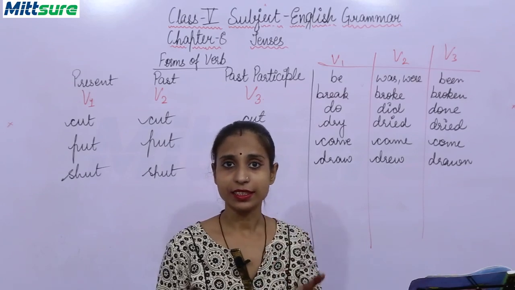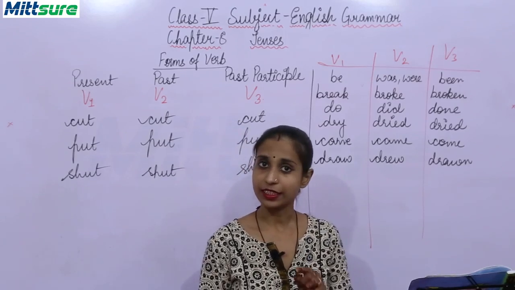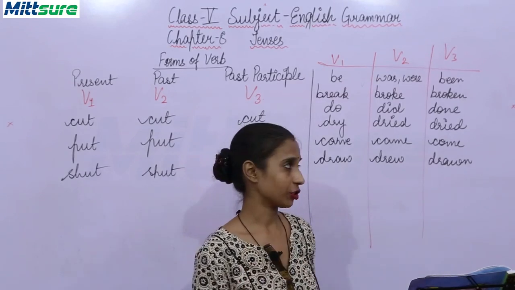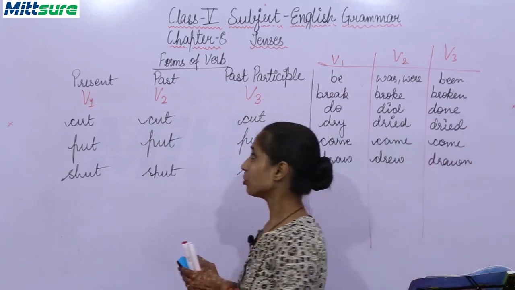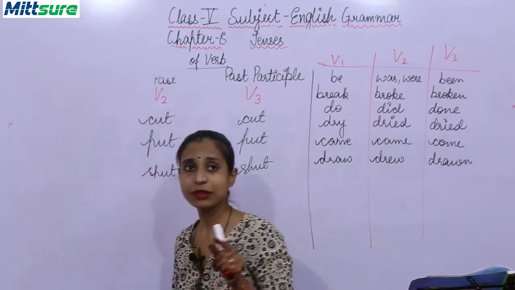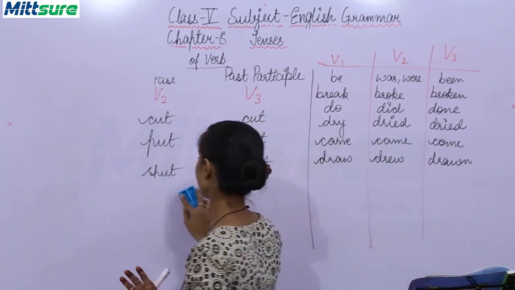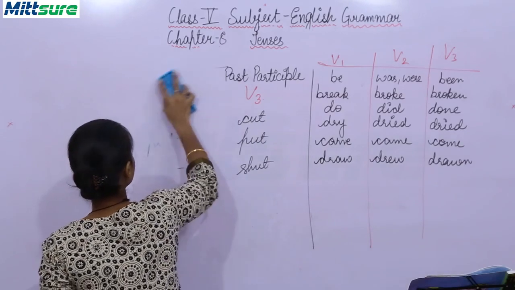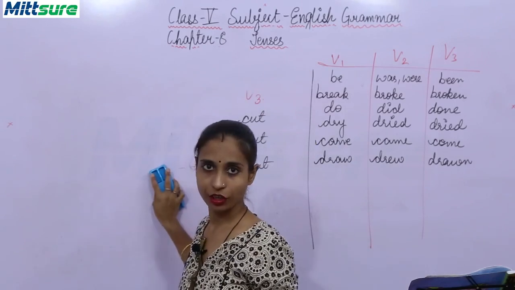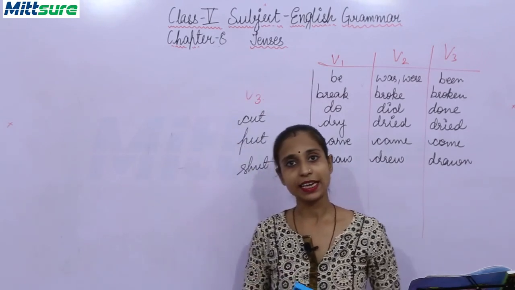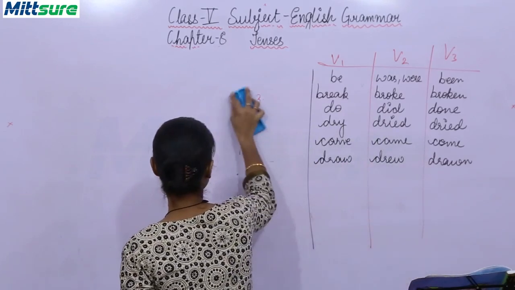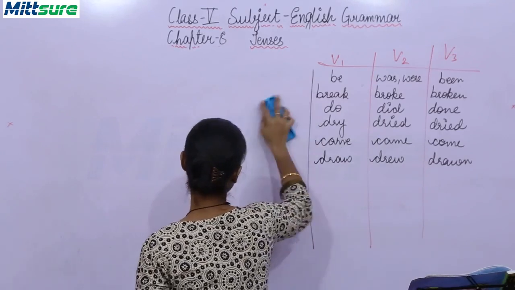Now, when I was telling you what tenses are, I also told you that tenses also tell about the state of action. So let us see what the state of action is. I told you, children, that time is divided into three parts. I'll just draw a table in front of you and let us understand how tense tells about the state of action.